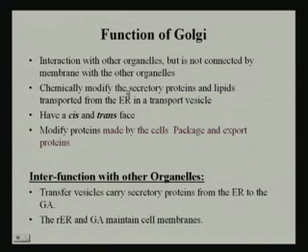It chemically modifies the secretory proteins and lipids transported from the endoplasmic reticulum in the transport vesicle. The Golgi bodies have cis and trans faces and modify the protein made by the cell, which is packaged and exported. The function of this organelle is that it transfers vesicles to carry the secretory protein from the endoplasmic reticulum to the Golgi apparatus. The rough endoplasmic reticulum and Golgi apparatus also maintain the structure of the cell membrane.